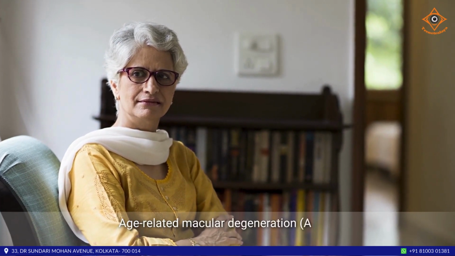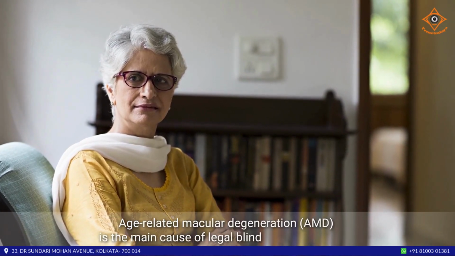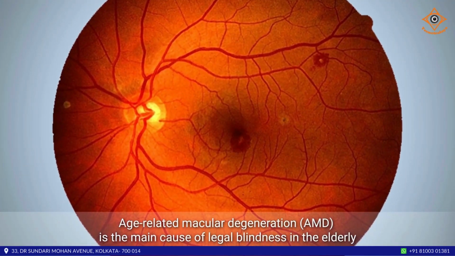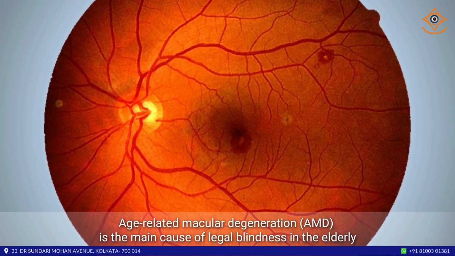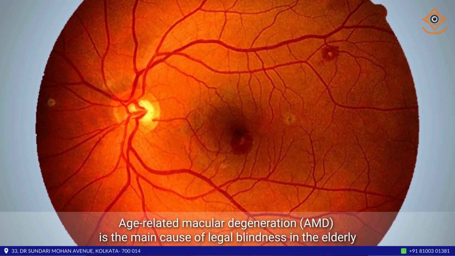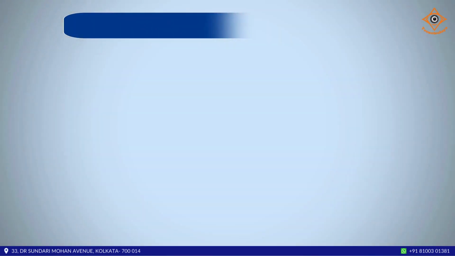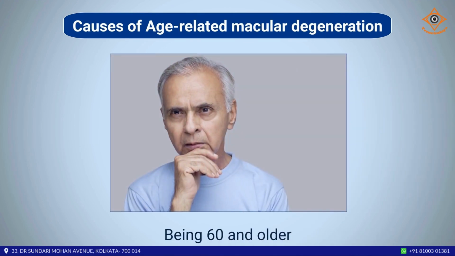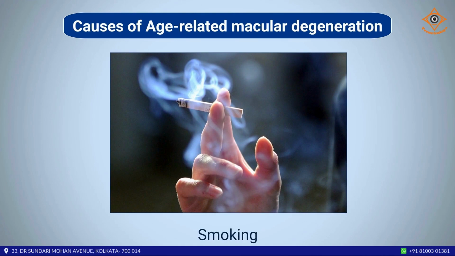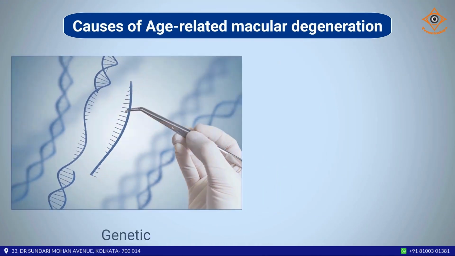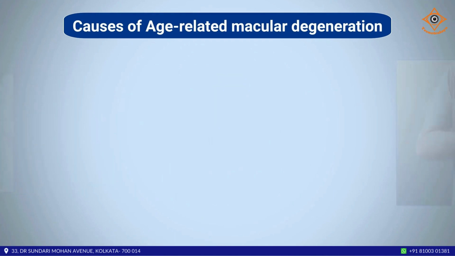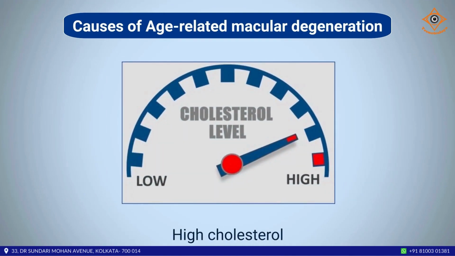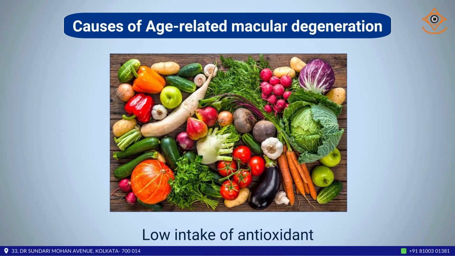Age-related macular degeneration or AMD is the main cause of legal blindness in the elderly. It is a complex and progressive macular disease due to multiple genetic and environmental factors. Disease progression and development leads to severe vision loss. Causes of age-related macular degeneration: being 60 and older in age, chronic smoker, genetics, high blood pressure, heart disease, obesity, high cholesterol, low intake of antioxidants in diet.